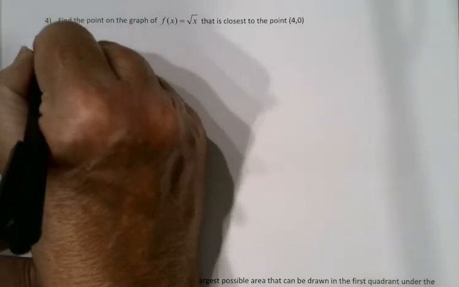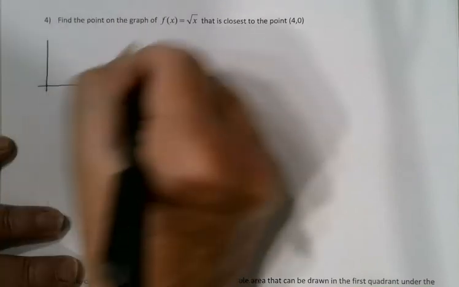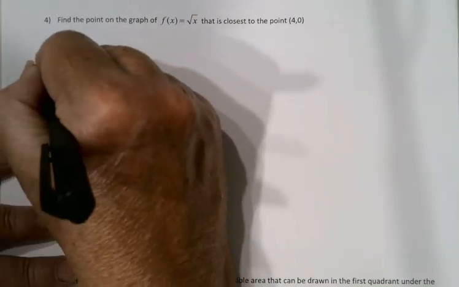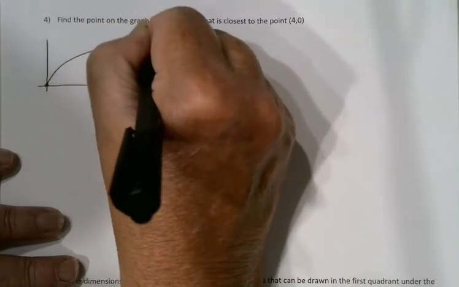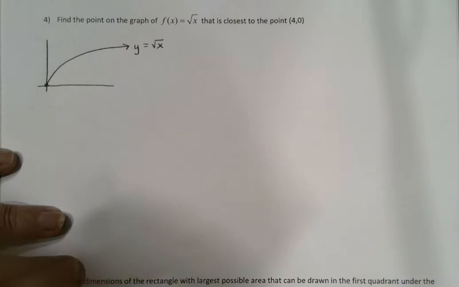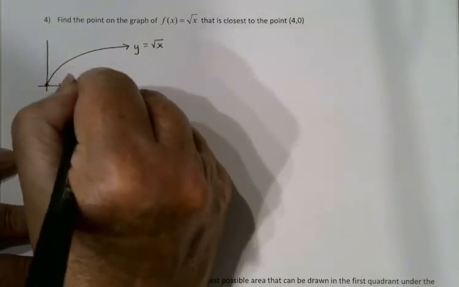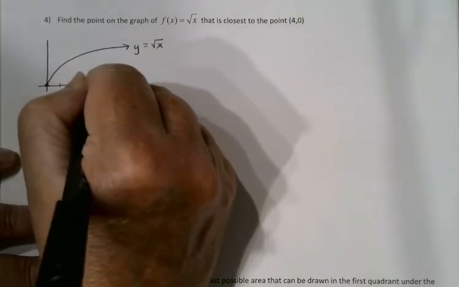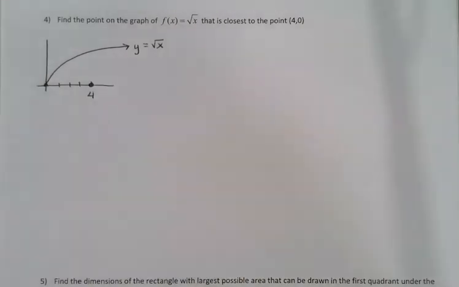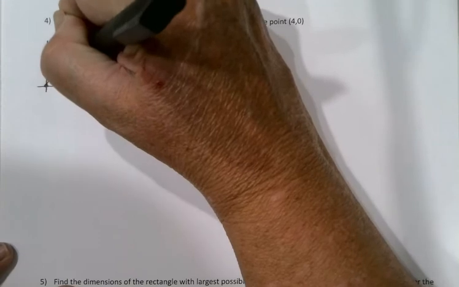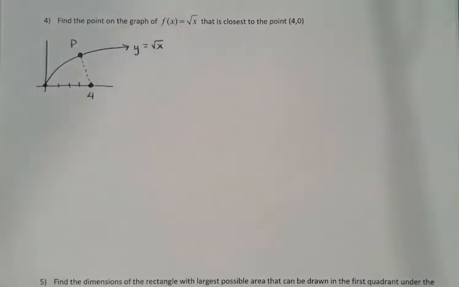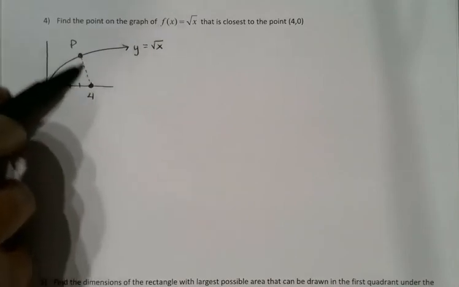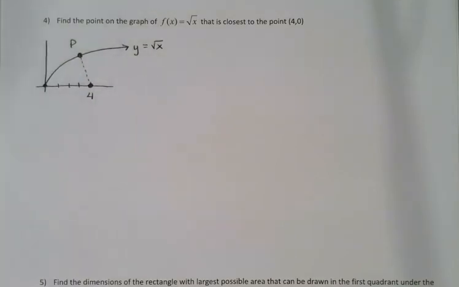So let's see what we're talking about here. We've got the graph f of x equals the square root of x, which basically looks like that. And then the point (4, 0) would be right there. So our goal is to figure out which point up here would be as close as possible. Call that point P for right now. I want to find that point that's as close as possible to the point (4, 0).